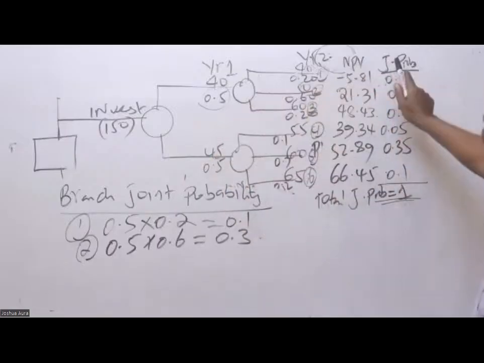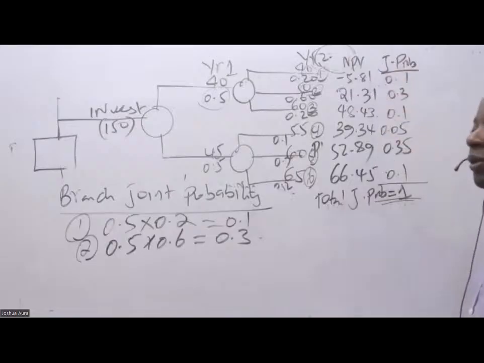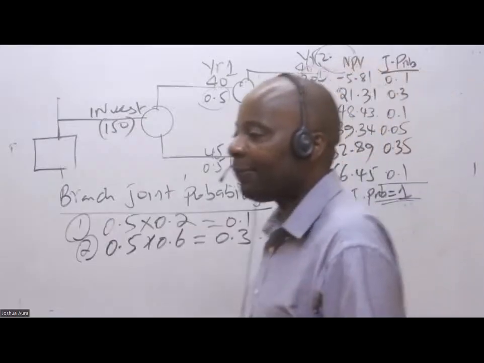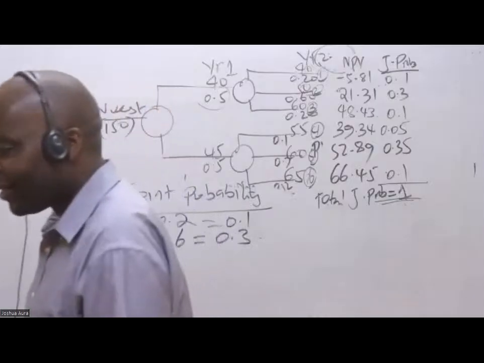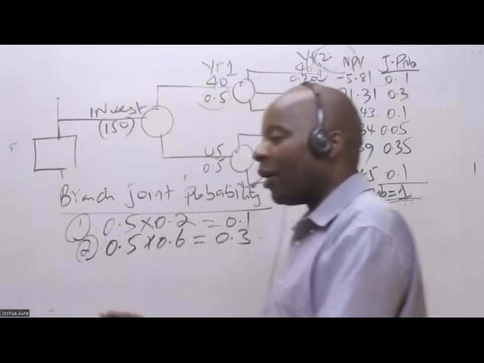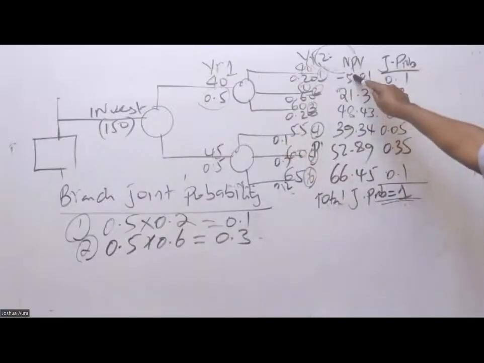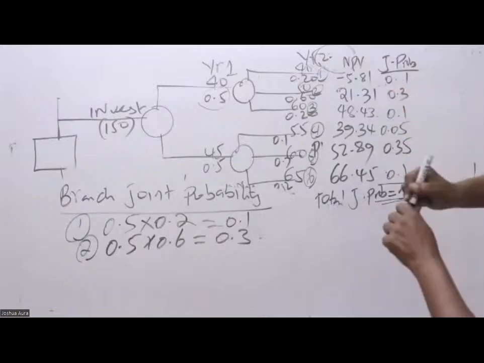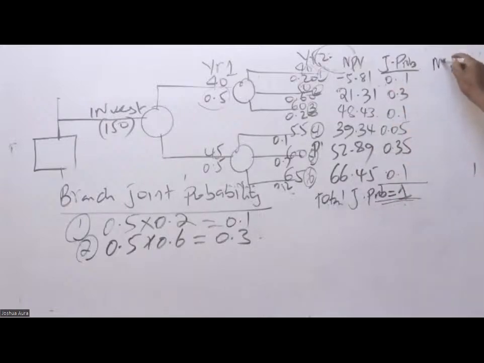So after getting the joint probability, what do you think will be the last step? Thank you very much, David. Now we need to multiply. We take this NPV and multiply here. The last step is NPV times the joint probability. You multiply, you multiply.